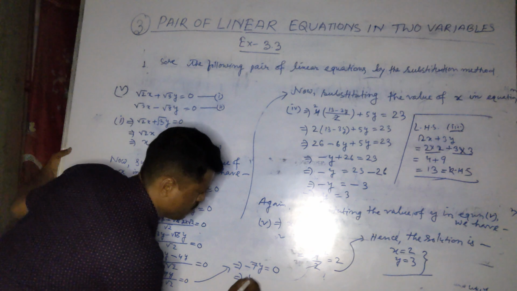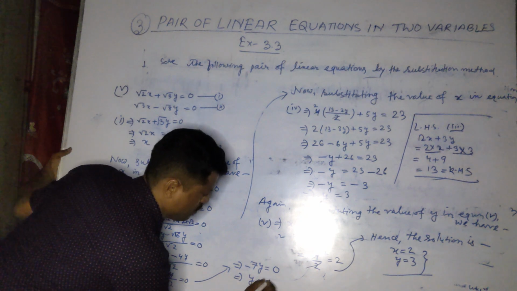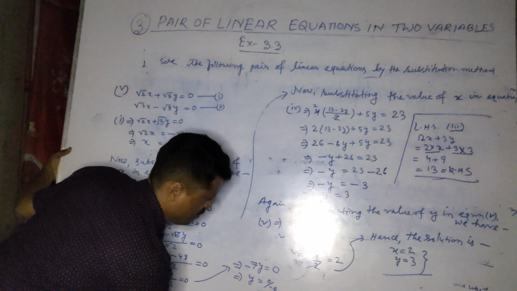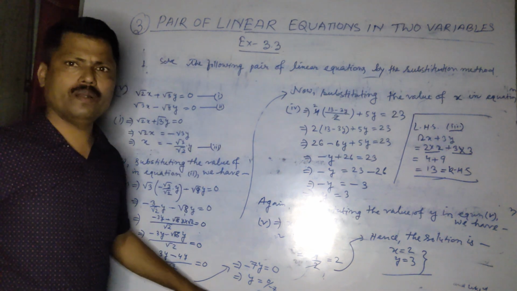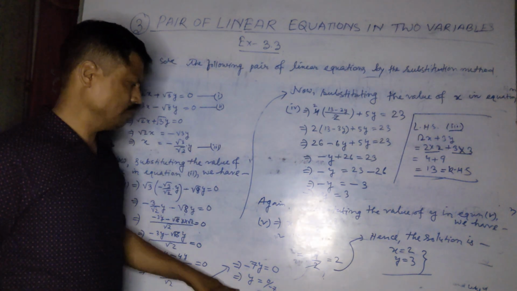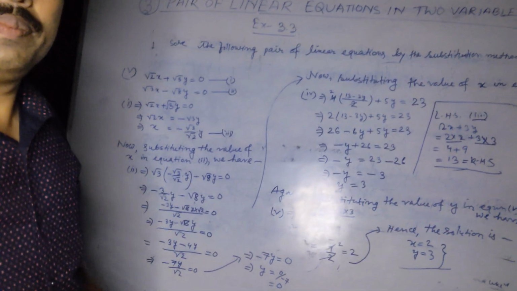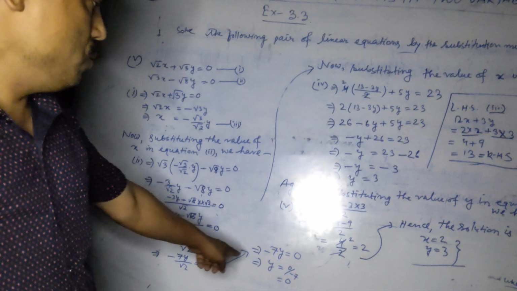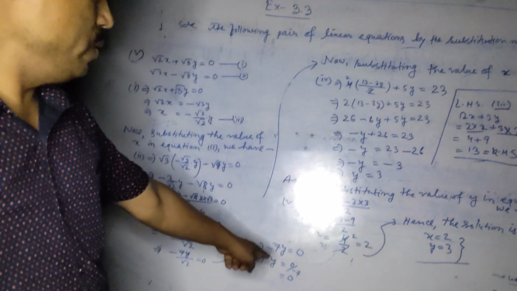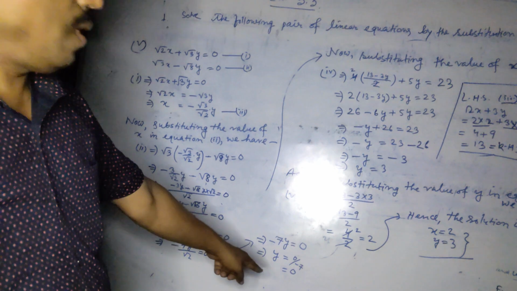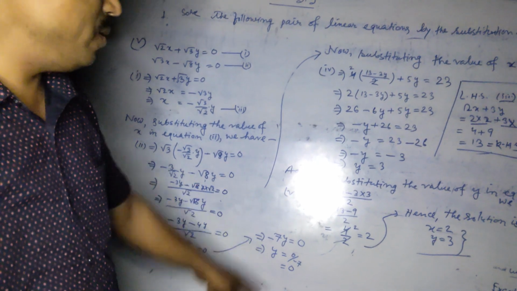Then y is equal to what? 0 divided by minus 7, that means what we will get? 0. So here y is equal to 0. So minus 7y is equal to 0, then y value is equal to 0 by minus 7, that will be 0.